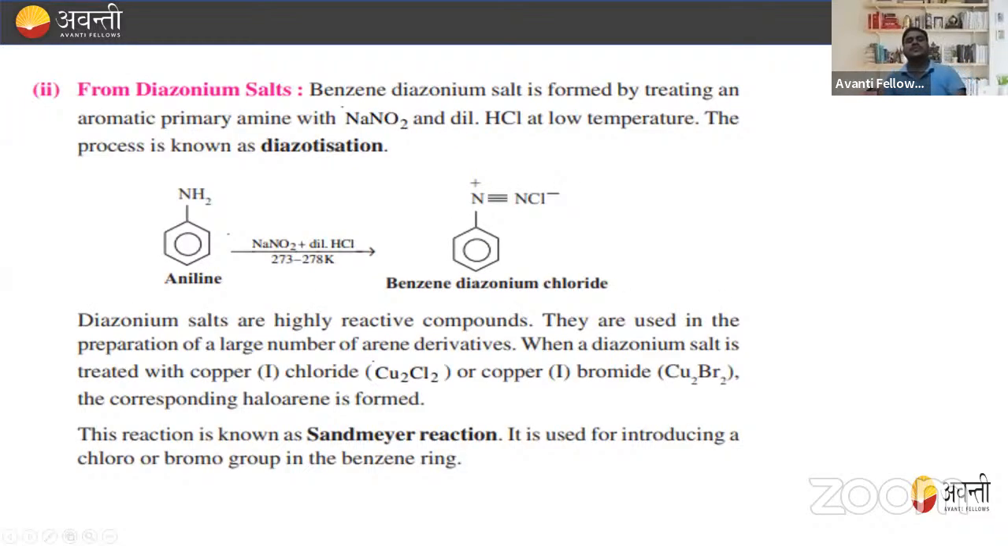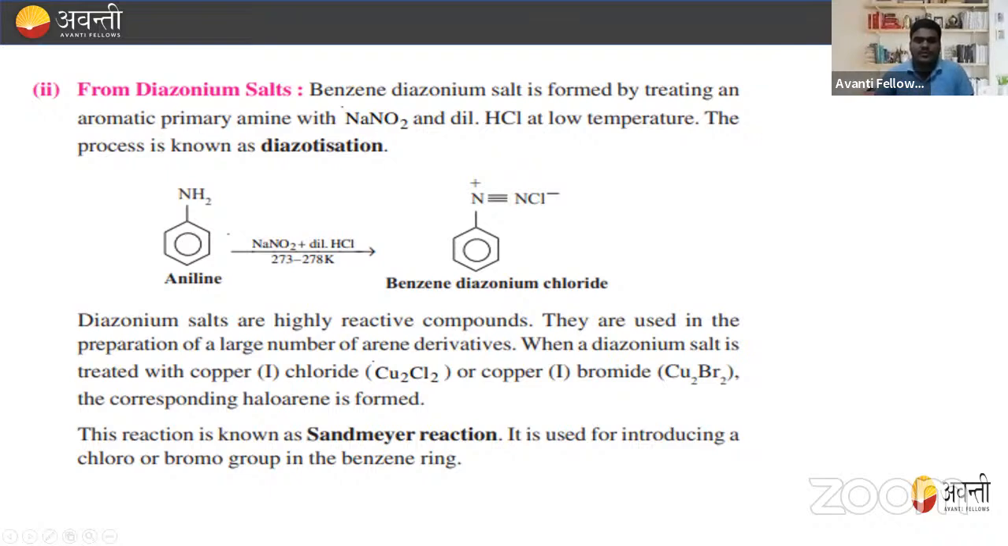Now, from the diazonium salt. This is one of the best methods. By this method, you can also prepare fluorobenzene, which cannot be prepared by the simple halogenation of the aromatic compounds, right? So from diazonium salt. BDC salt, or we say benzene diazonium chloride, is formed by treating an aromatic primary amine with NaNO2, right? So the benzene diazonium salt is formed.